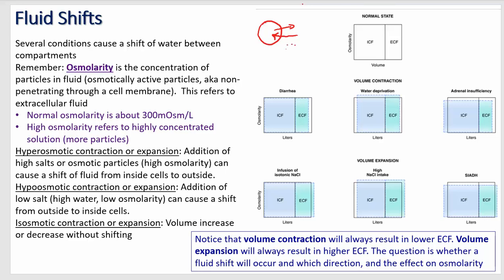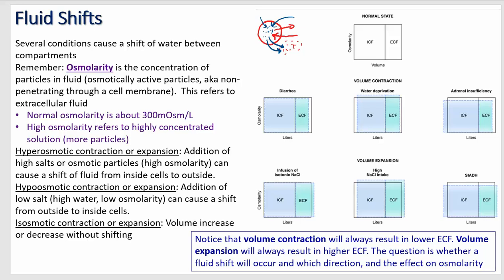If you have a lot of salt outside the cell and not as much inside the cell, then you're going to have a shift to the higher salt concentration. Okay, so that's just when we learned about osmosis. That's a fluid shift. If we have a lot of salt outside, the water is going to move out. If we have a lot of salt or particles inside, then the fluid will move in. So it moves to where the particles are. So these are what we call osmotically active particles.